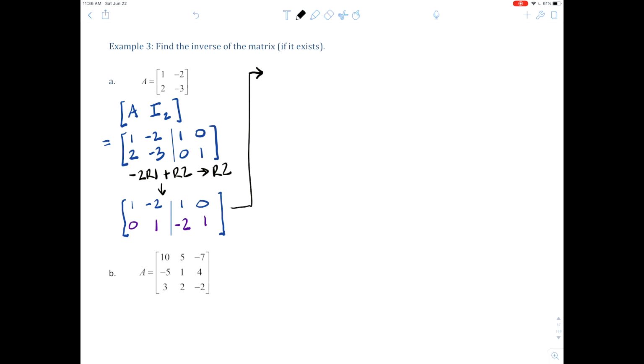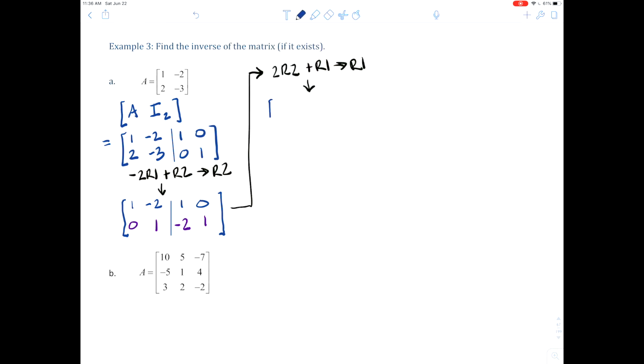So our next operation will be what? Beautiful. We'll have row 2 plus row 1 for a new row 1. So our goal here is to get rid of that -2 that's in the first row, second column. Okay?